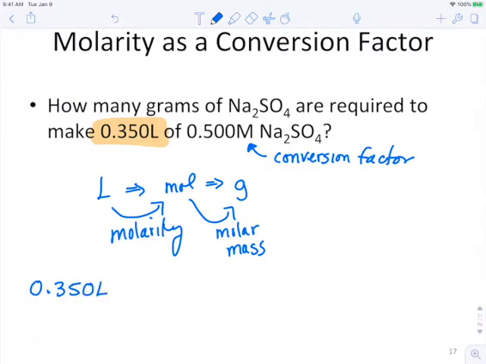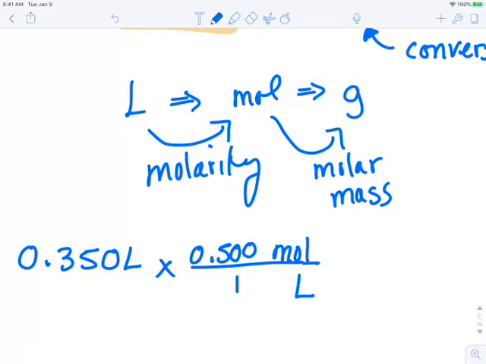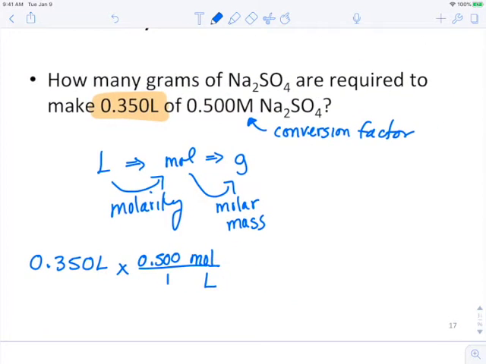All right, what comes next? The conversion factor. So what goes on top? Moles. So moles will go on top, liters on the bottom. How many moles? 0.5, yes. So 0.500 and 1 liter on the bottom. Any questions on how we did this right here or where we got that 0.500 from? Okay.